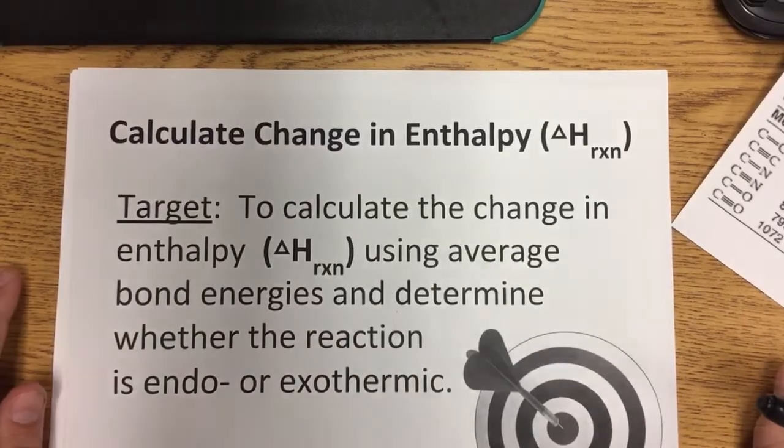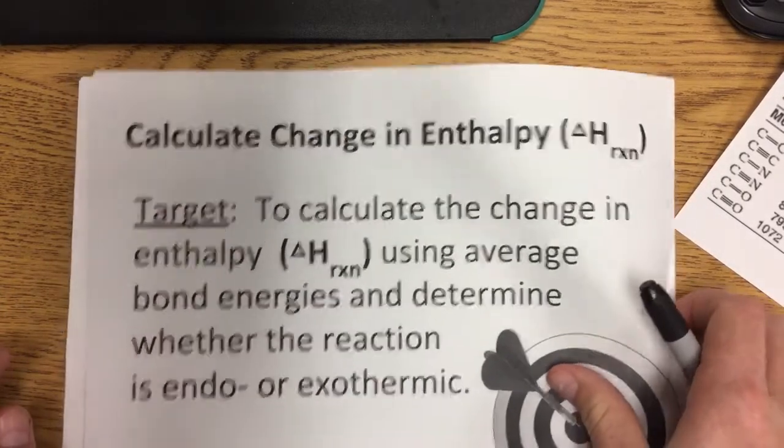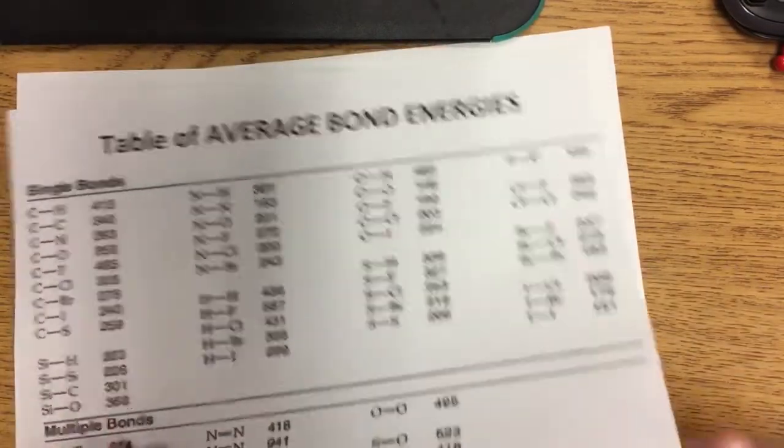So today's target is to calculate the change in enthalpy using average bond energies and determine whether the reaction is endothermic or exothermic. To do this, you're going to need the table of bond energies, so make sure to have that while we're doing this problem.